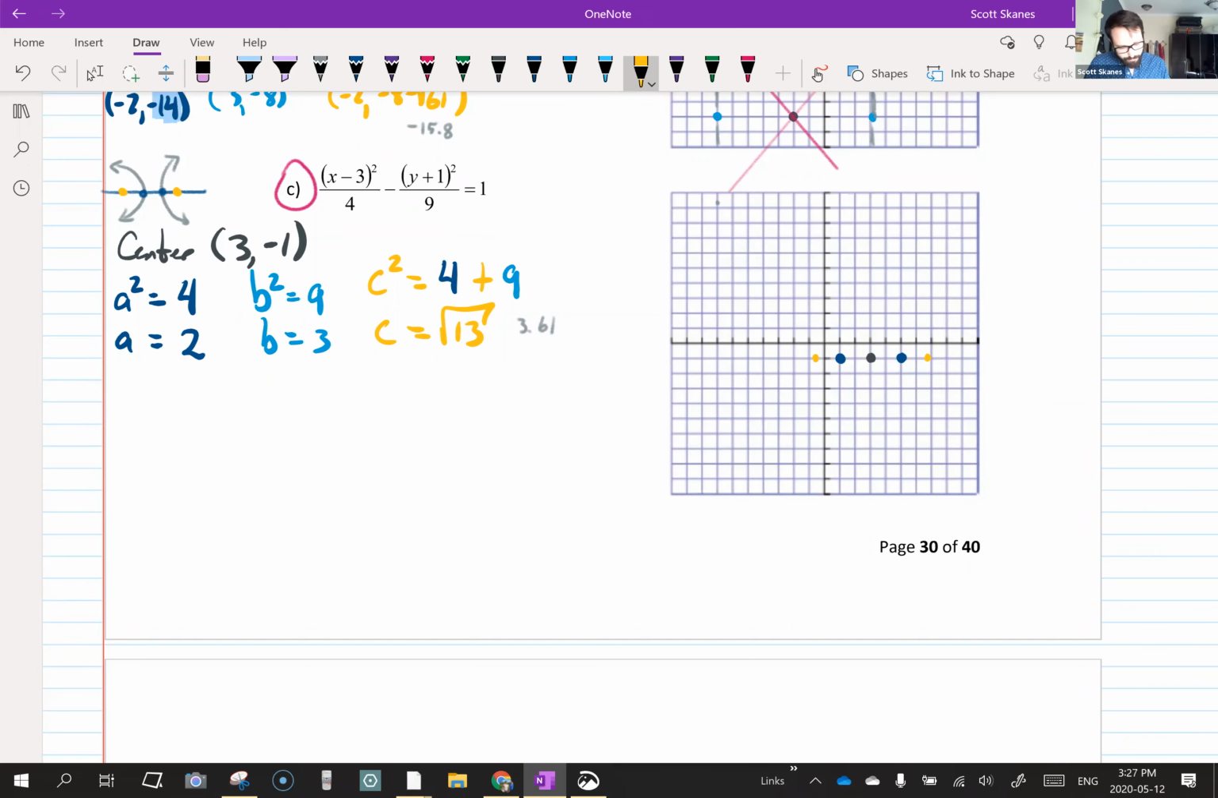And I can make my box, let's see, b equals 3. So I need to go up from the center, 1, 2, 3. Down from the center, 1, 2, 3. Now I can make my box, and I'm done. The rest is just filling in the blanks.